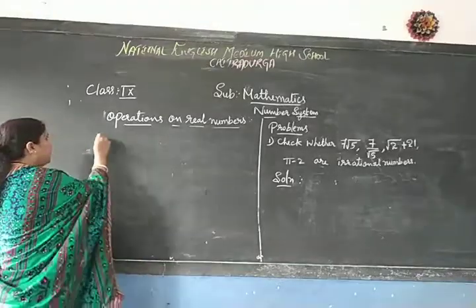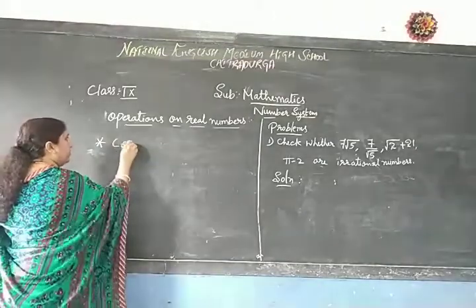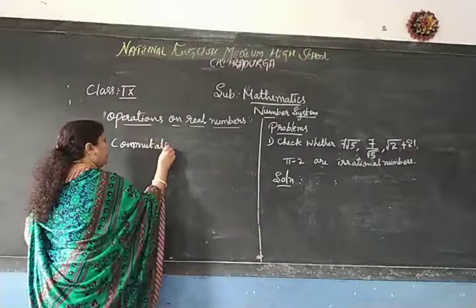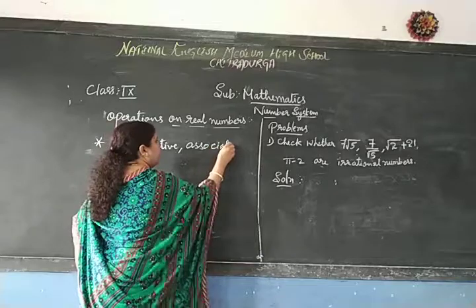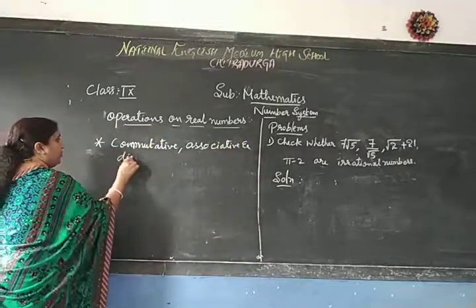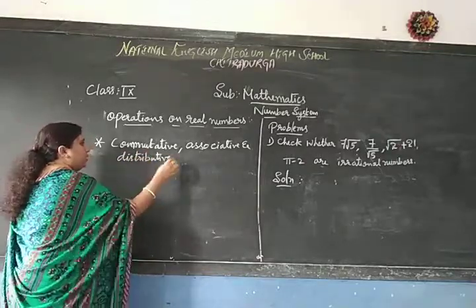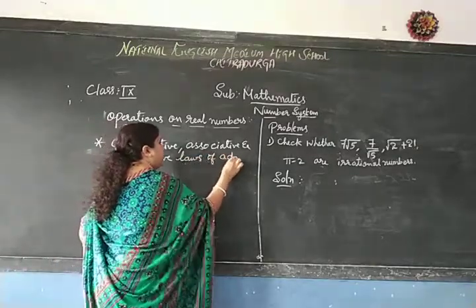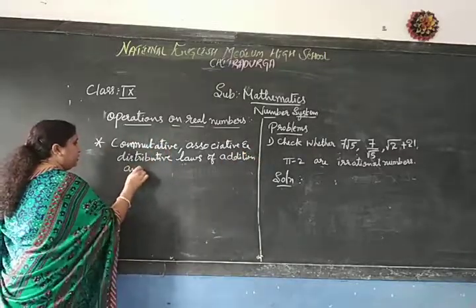So here the rational numbers will satisfy the commutative, associative and distributive laws of addition and multiplication.